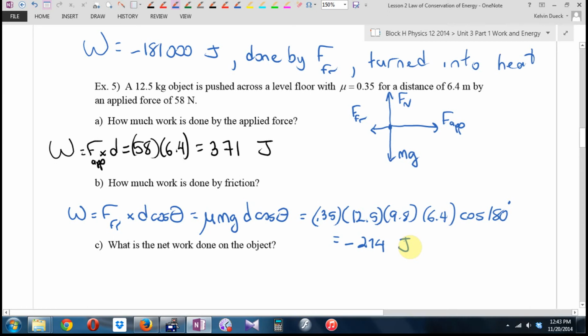How much energy are we adding to the system? 371 joules. How much are we losing to friction? 274. What's left? What's the net work? Well, 371 take away 274. Is that okay, Jeff?